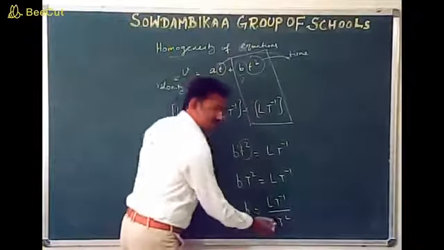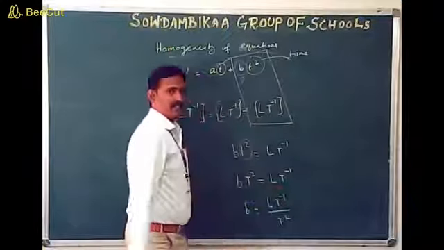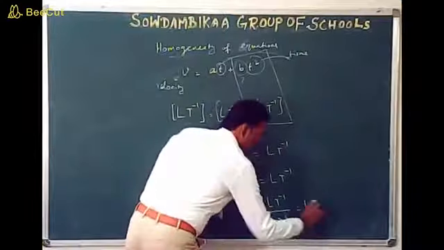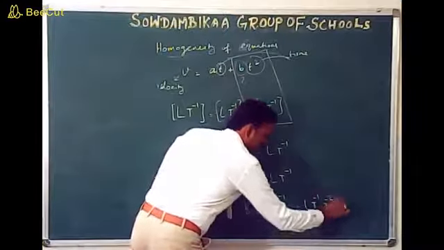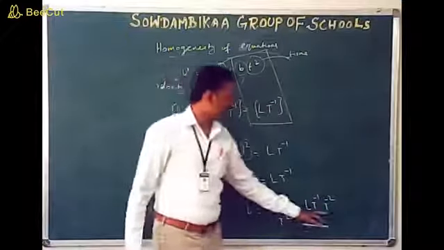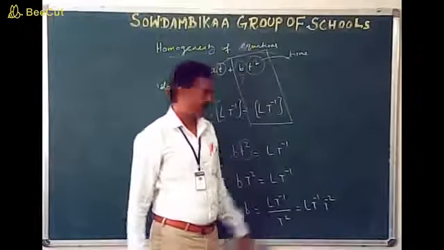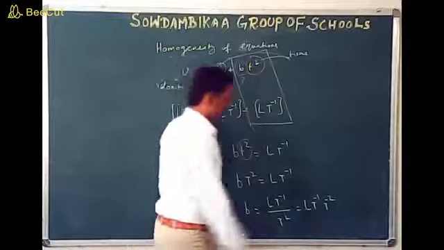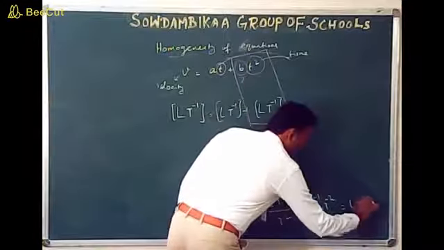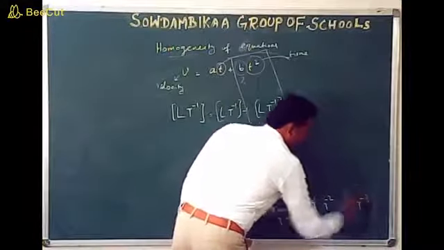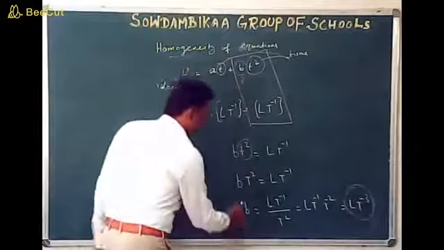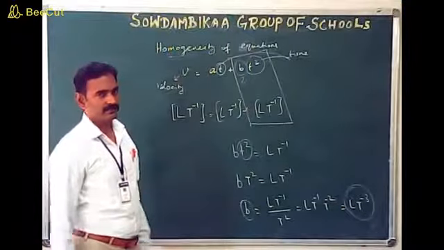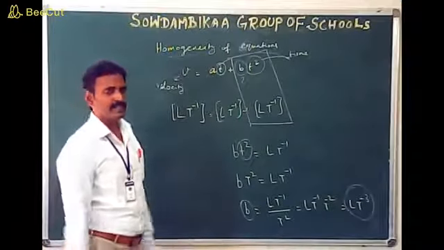If the denominator goes to the numerator, the power should be inverse. So that is equal to L T power minus 1, T power minus 2. At the time of product, we have to add the powers. So minus 1 plus minus 2 is equal to minus 3. So L T power minus 3. Now it is the dimensional formula for the variable B. So that's the question present in our textbook.